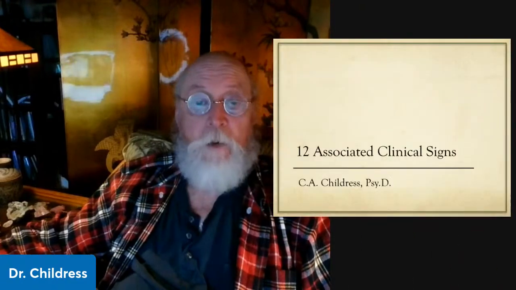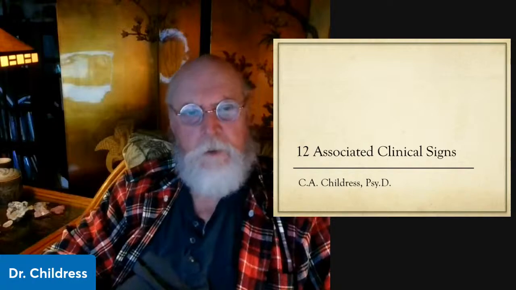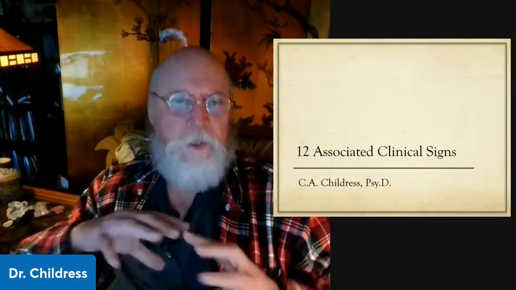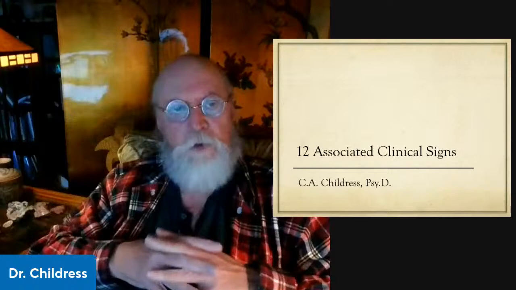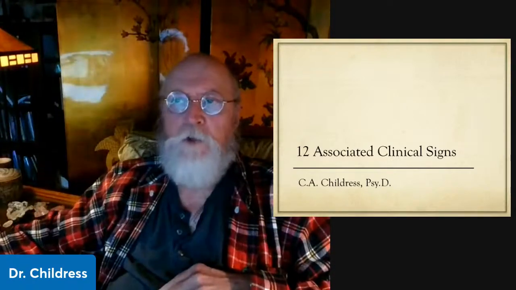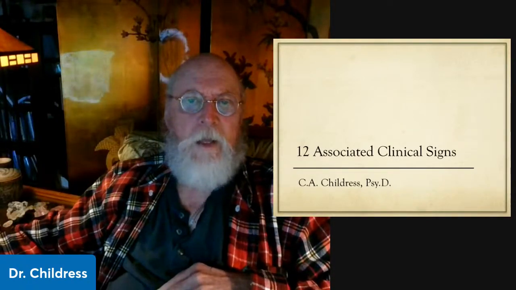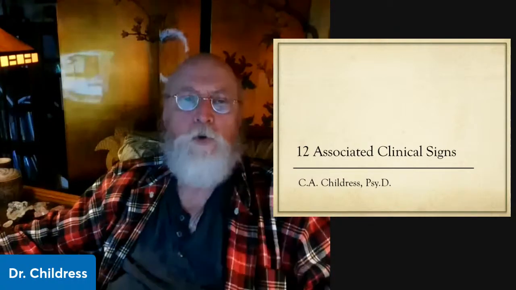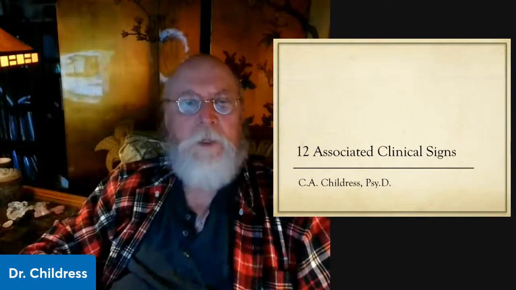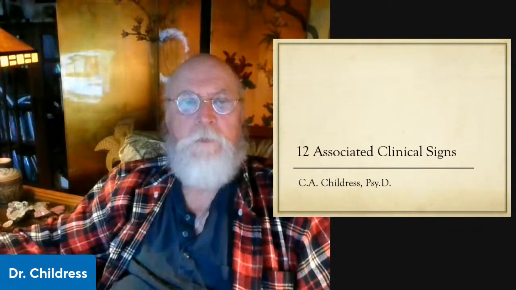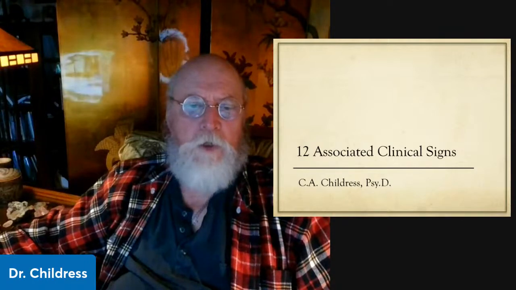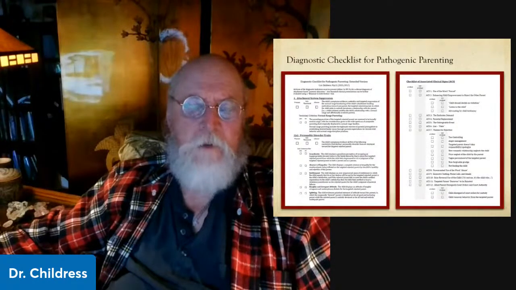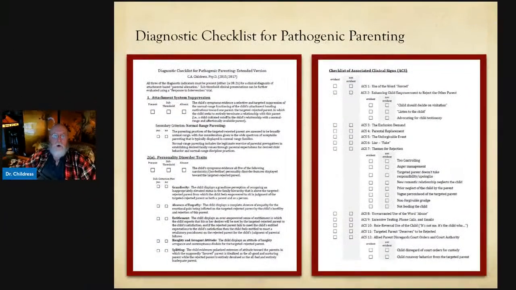In today's Fireside Chat, I want to talk about the 12 associated clinical signs. So I'm going to put this into a series of talks. I'm going to start with an introduction here on what the 12 associated clinical signs are, and then I will go through each of the 12 individually in separate little commentaries. To start with, the 12 associated clinical signs of the pathology in the family courts are listed on page 3 of the Diagnostic Checklist for Pathogenic Parenting.